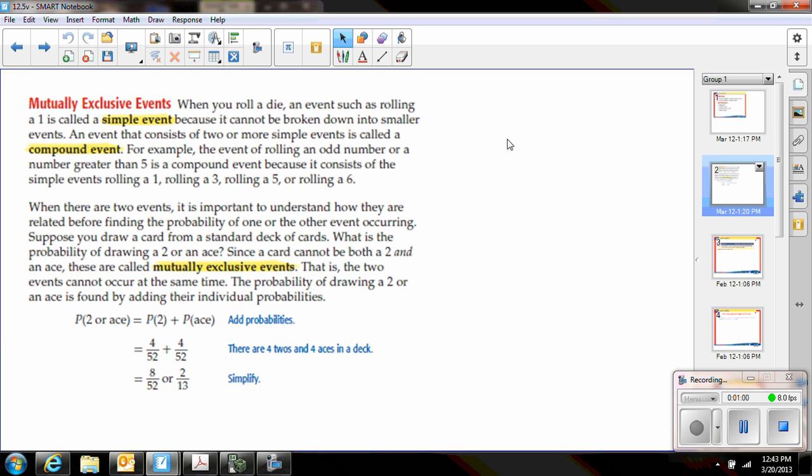If there's two events, it's important to determine whether or not one event affects the second. Can they occur at the same time? So suppose I draw a card from a deck of cards. I want to know what's the probability of drawing a 2 or an ace. Since one card cannot be a 2 and an ace at the same exact time, this is what we call mutually exclusive events. Again, mutually exclusive events are two events that cannot occur at the same time. There's no way to pick one card and have that card be both a 2 and an ace.